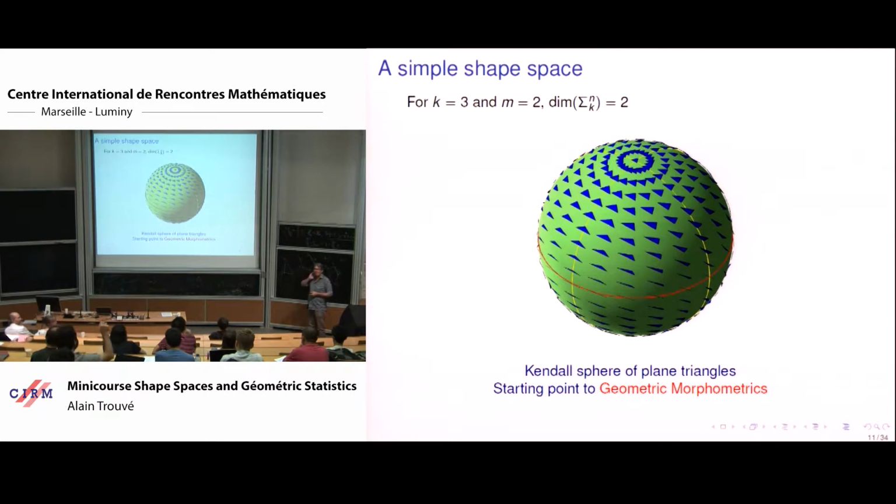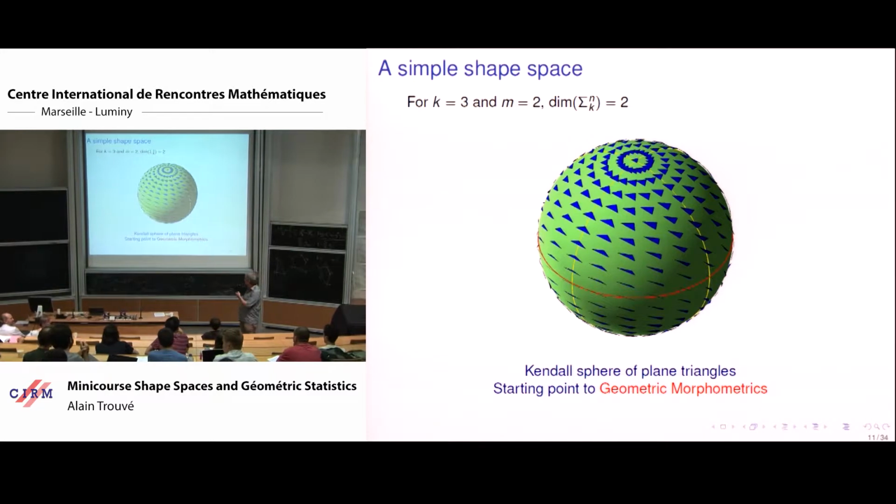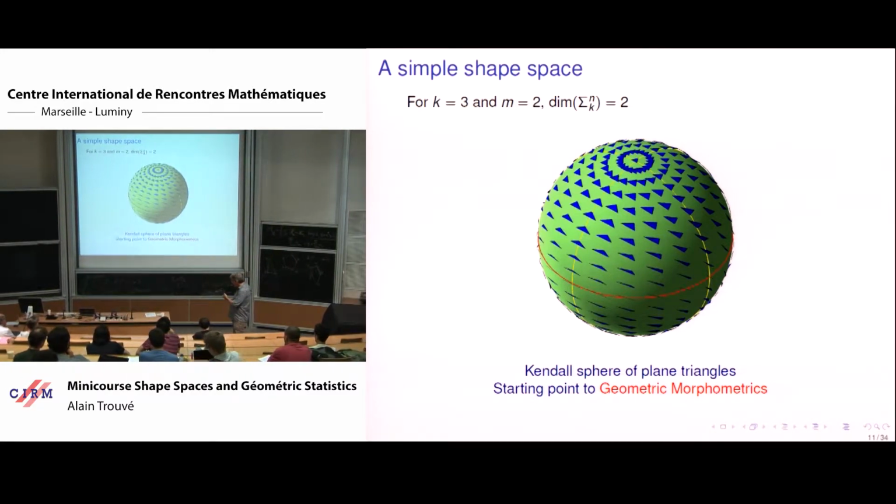Sorry, what are you exactly representing here? This is the quotient that you want to represent? Yeah, here this is, yes. Each triangle represents an equivalence class. So this is a quotient space. The space has been quotiented.